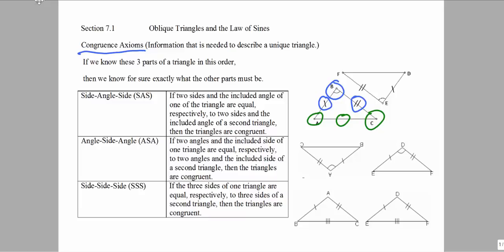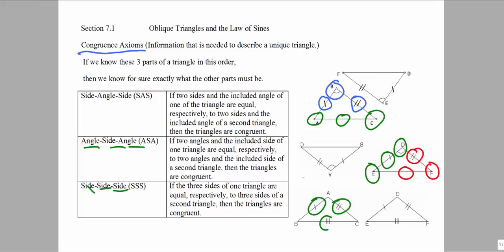Likewise, if we are given angle, side, angle in that order, in other words, let's say that we know angle E, and then we know this side, and then we know angle D. So if we're given angle, side, angle, then the three remaining parts will be able to be determined. We'll be able to find the other two sides and the angle, and there will be only one answer for each of those three remaining parts. Also, if we are given side, side, side, then there's only one answer for the three angles. So these are our three congruence axioms.